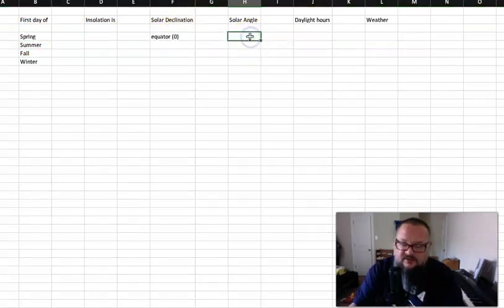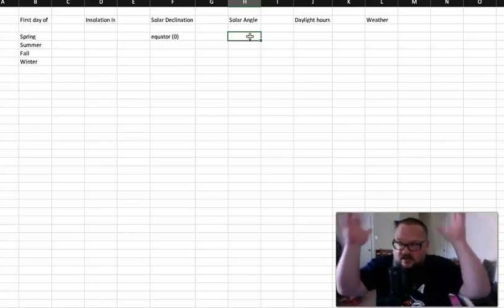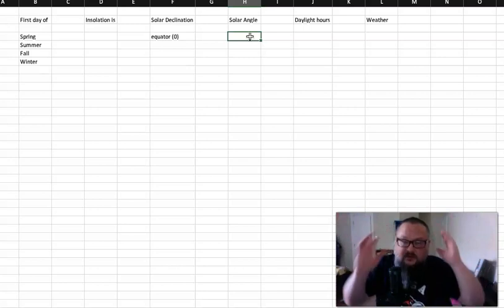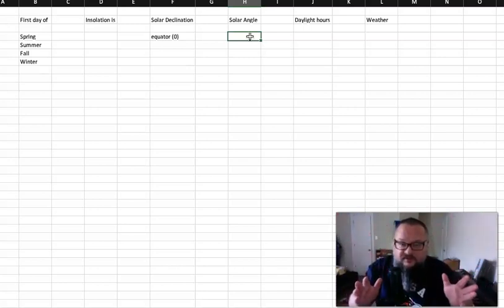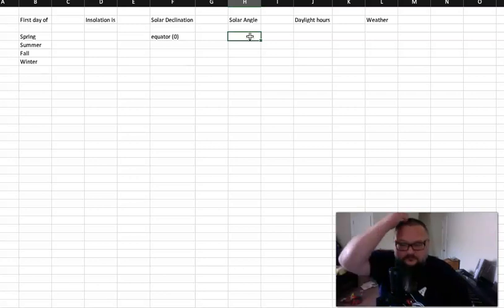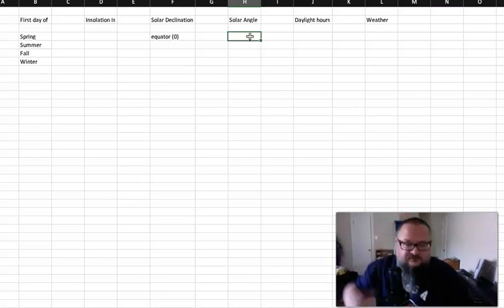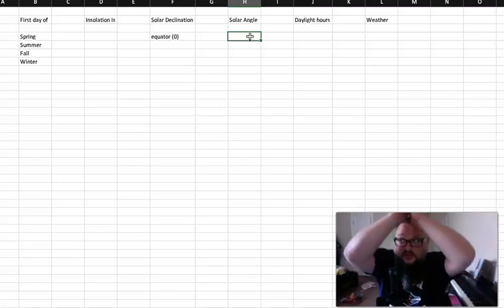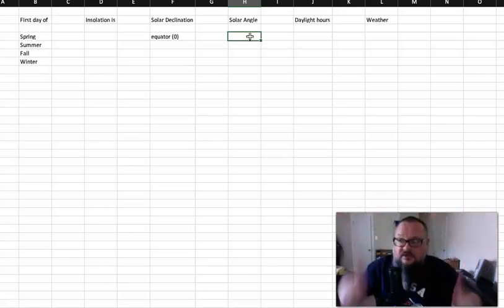The solar angle, now this depends on where you're at. Because if you're at the equator, and the question we're asking is, where is the sun in the sky at noon? Well, if you're at the equator, the solar declination is at the equator. And if you're in a city that is right on the equator, someplace like Quito, Ecuador, I'm going to lose my geography credentials. If you're right on the equator at noon, the sun is going to be directly overhead. So the sun would be 90 degrees.